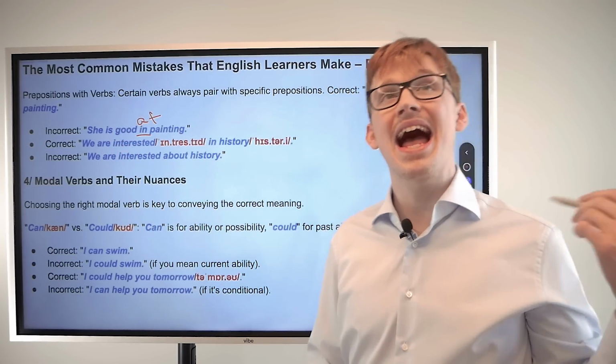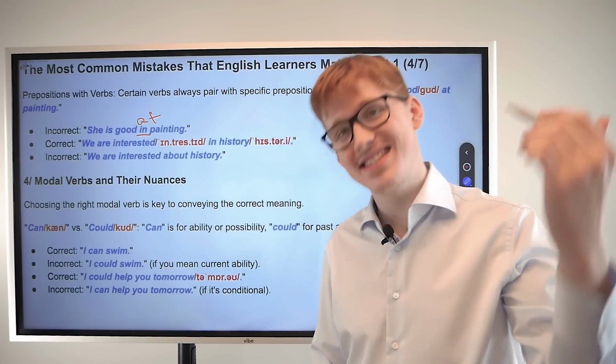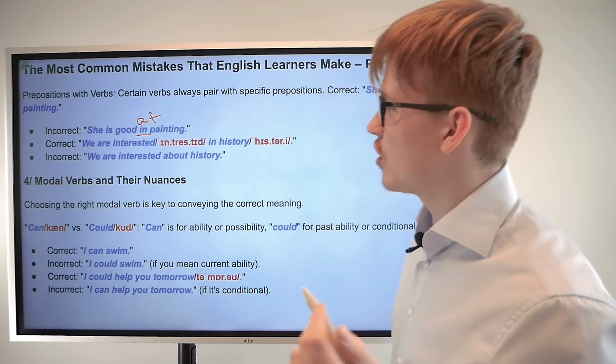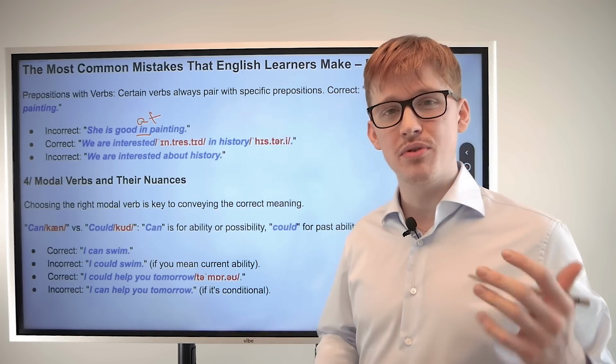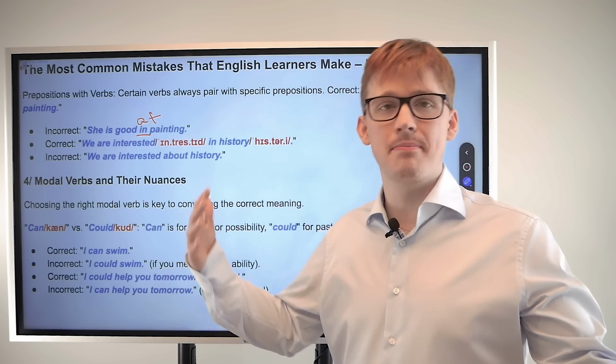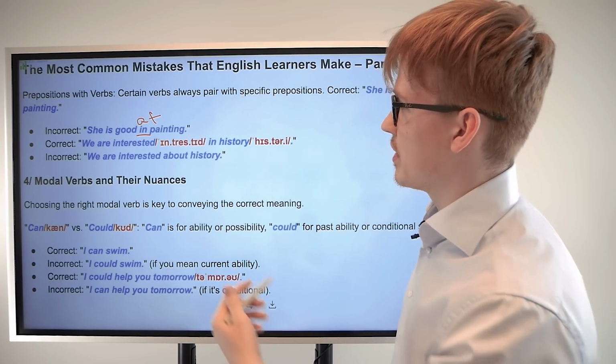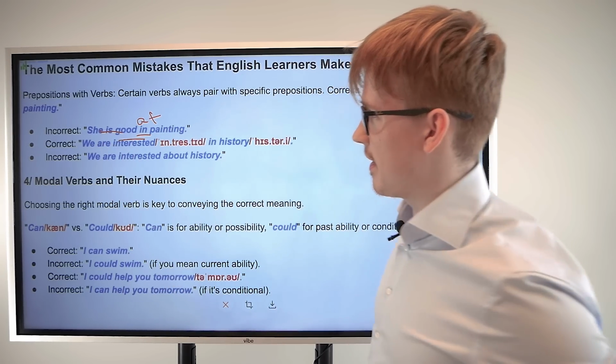She is good at singing. She is good at teaching. You see what I mean? So we use the verb to be plus adjective with at. And we would use this when someone is good at something, bad at something, something like this. But we're using the verb to be plus an adjective here.